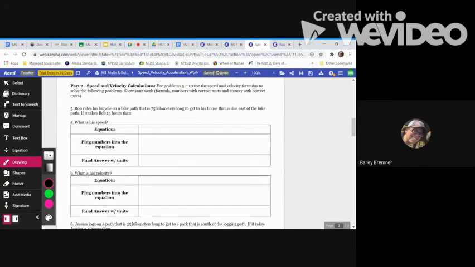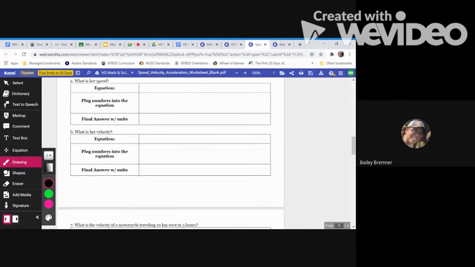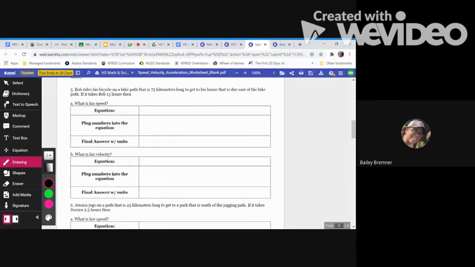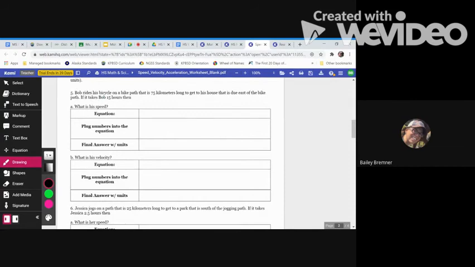For the back side or the second page of your worksheet, you are now doing this with velocity. For problems 5 through 10, use the speed and velocity formulas to solve the following problems. Show your work, same thing. I'm not going to go through all of these because I want to make sure you have a chance to do some too. But make sure to read closely. Part A is his speed. Part B is his velocity.